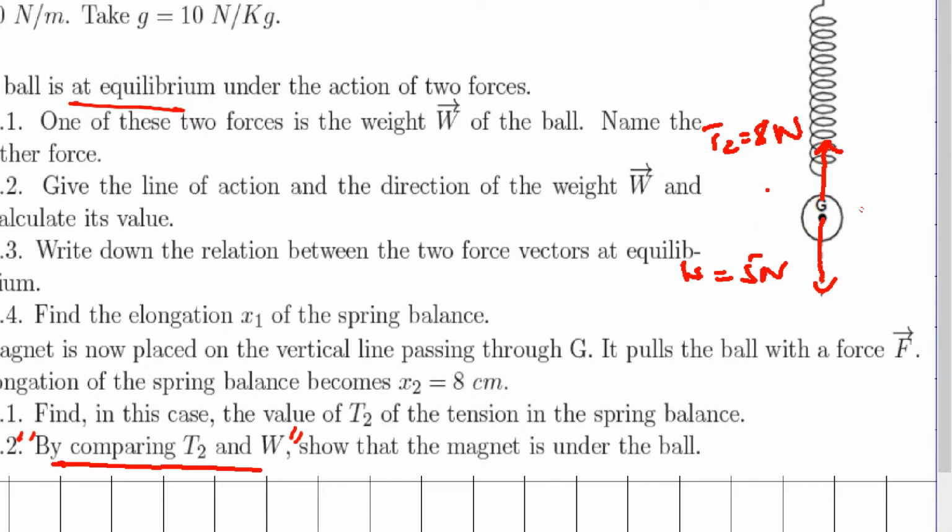Now, for the ball to be at equilibrium, there must be something helping the weight to balance the effect of the tension, and this difference must be 3 newtons, and these 3 newtons must be downward, so we need to add 3 newtons more on 5 in order to balance the 8. So for sure the force F, which is due to the magnet, must be downward like this. This is the magnet and it must be downward in order to help the weight. So for this reason the magnet must be under the ball.